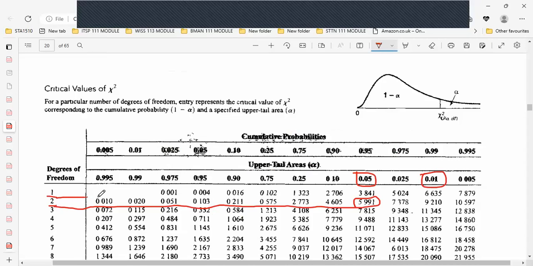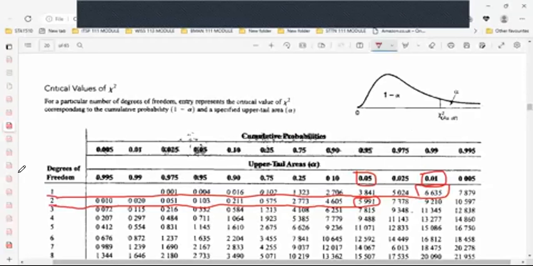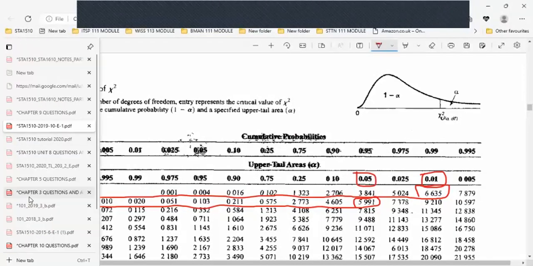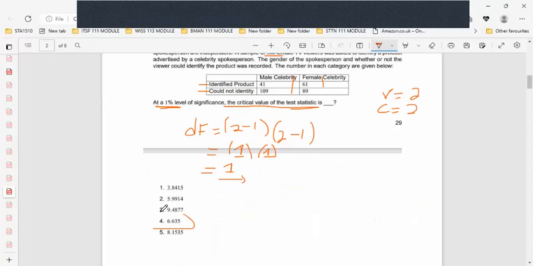Then we go across. Here it is. Now that's our critical value, 6.635, which is option 4. That's how you calculate the critical value of the test statistic. Very simple, interesting. Any question?